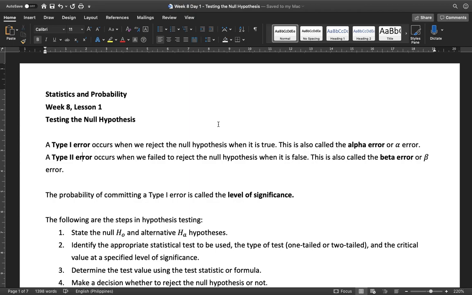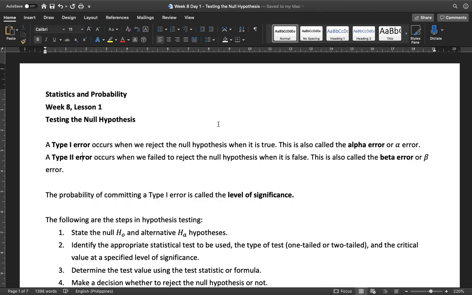Hey everyone, today we're going to discuss testing the null hypothesis. In our previous lesson, we've learned how to formulate the null and alternative hypothesis through the following claims. This time naman, itetest natin if we're going to reject the null hypothesis or not. One thing that we have to remember when it comes to testing the null hypothesis, ang ginagawa lang natin kay null hypothesis is we try to determine if we're going to reject it or not.